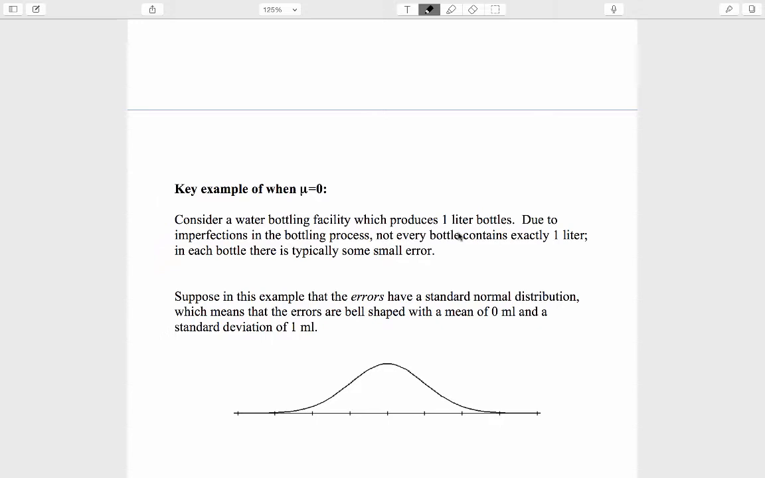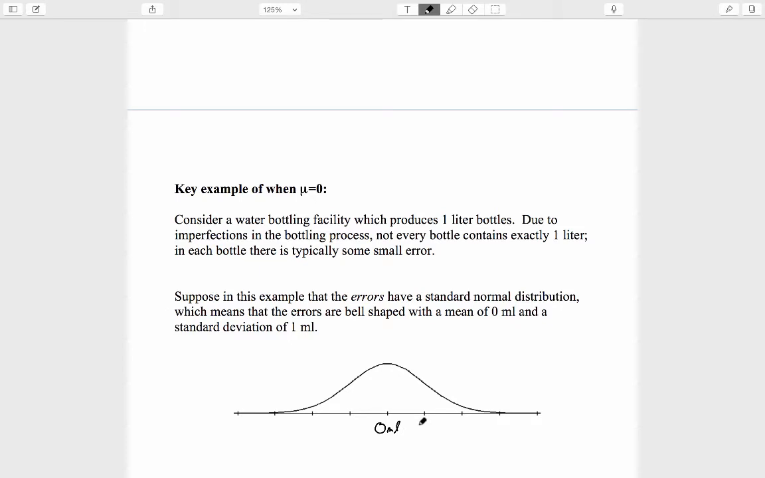Due to imperfections in the bottling process, there will always be imperfections in any physical process, so not every bottle contains exactly 1 liter. In each bottle there is typically some small error. Now suppose in this example that the errors have a standard normal distribution, which means that the errors are bell-shaped with a mean of 0 milliliters.